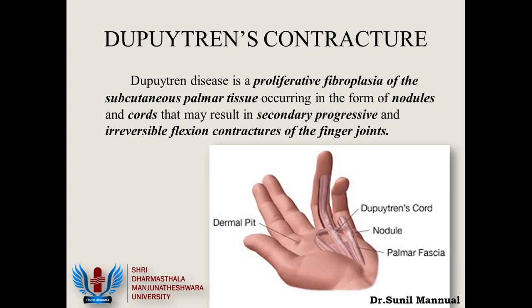Basically this is a proliferative fibroplasia of the subcutaneous palmar tissue, and initially it starts as nodules and cords, but later on it's a progressive condition, and it can go on to have irreversible flexion contractures of the joints of the fingers. So essentially the disease is a disease of the subcutaneous tissue as well as the deep palmar fascia.